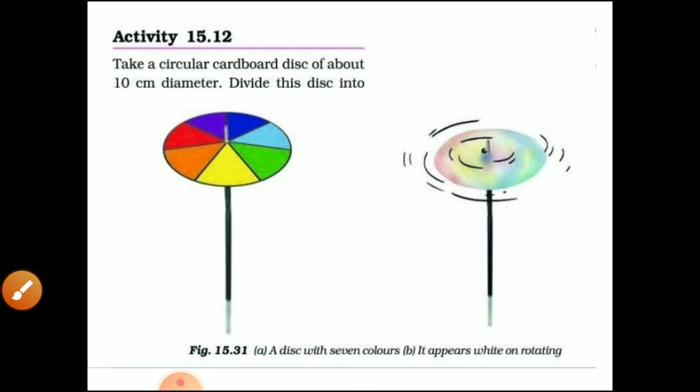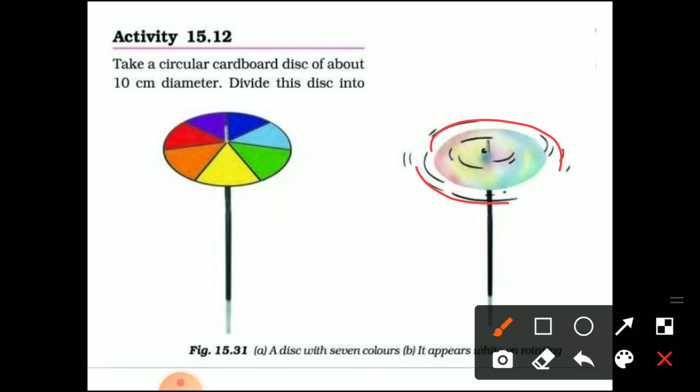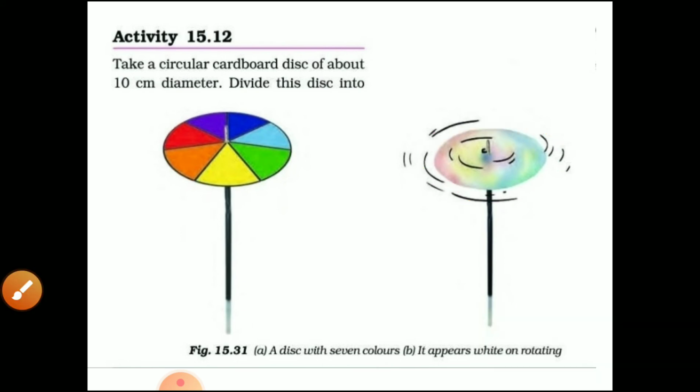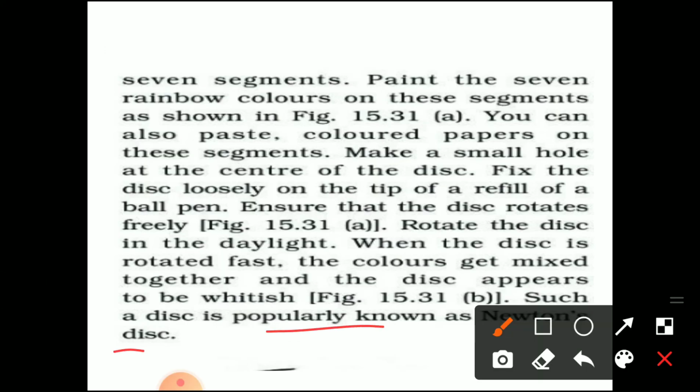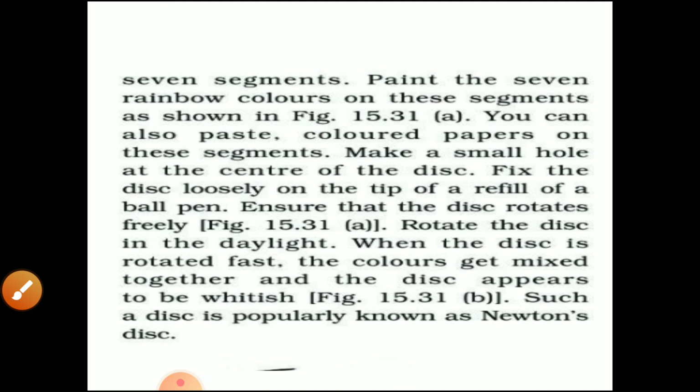Now ensure that the disc rotates freely. Then rotate the disc in the daylight. You can see here we are rotating this disc in the daylight. When you rotate the disc fast, the colors get mixed together. You can see these 7 colors get mixed together and the disc will appear whitish. Such a disc is popularly known as Newton's disc.